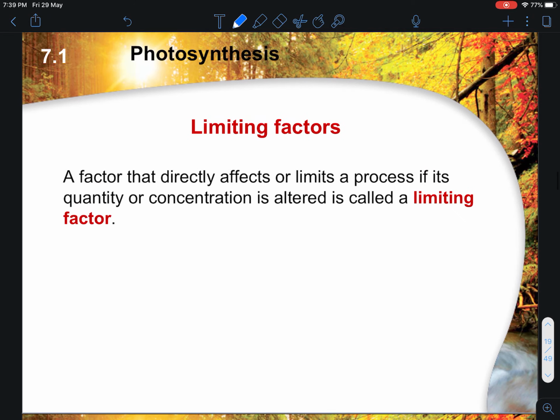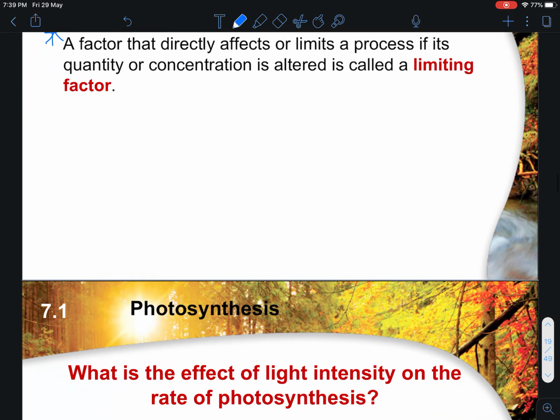Okay, so the definition of limiting factor, you also need to know. A limiting factor is a factor that directly affects or limits a process if its quantity or concentration is altered. Okay, please do not use the word amount. Please use words like concentration, mass, volume to quantify things in exam.